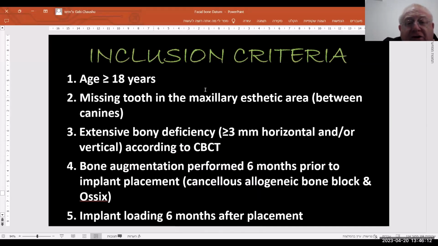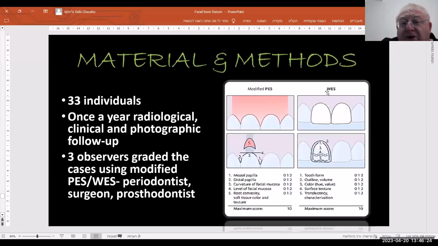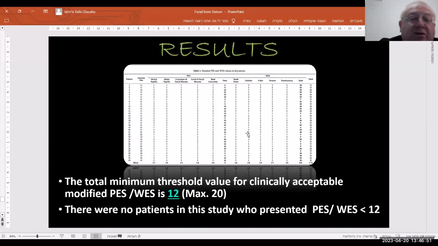So again, inclusion criteria, as you see before, nothing special about it. Exclusion, like in most studies that you will see. Method, modified PES-West, 33 individuals, once a year radiological, clinical, and photographic follow-up. 10 men, 23 women, average age 40, average follow-up 62 months, which is quite nice. Etiologies for bone deficiency, periodontal, trauma, and congenitally missing teeth. And those are the results of the entire group. You can, of course, open the article if you want to see all the results.